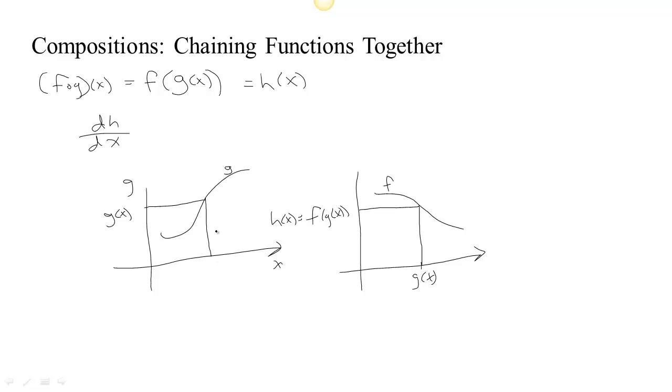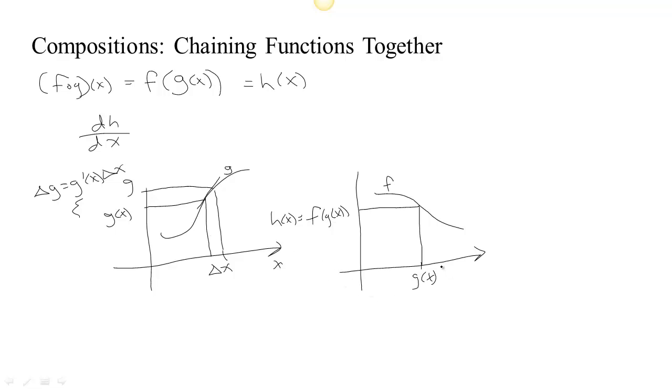So if we want to know what the derivative of h is, we should look at what happens to a tiny change. If we make a small change, delta x, then using our tangent line approximation, we'll get a change in the output of g. Delta g will be g prime of x times delta x.